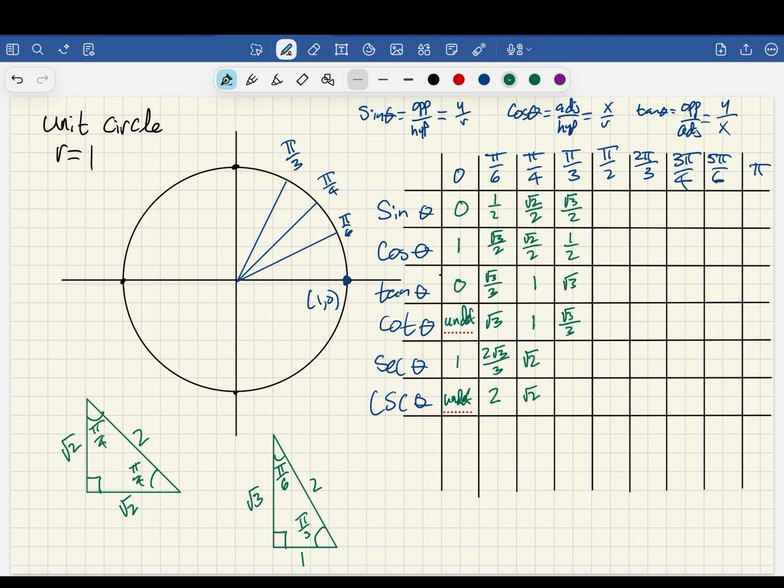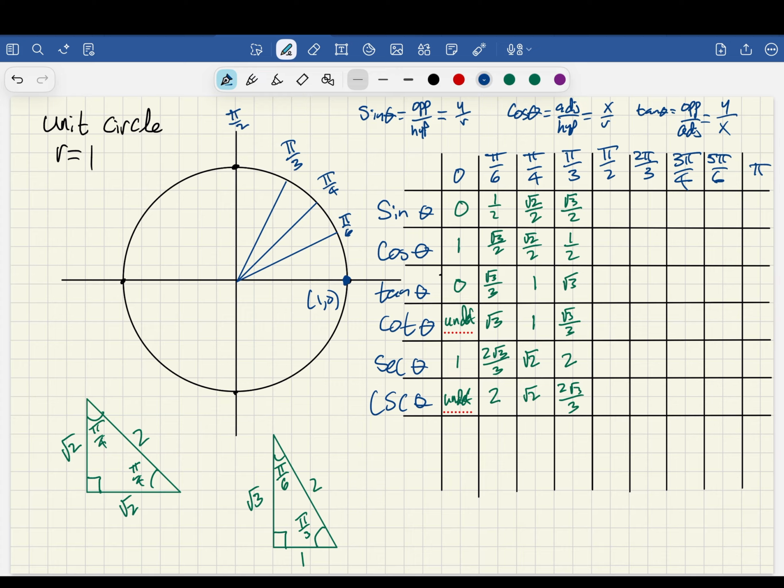The secant we could find as the hypotenuse divided by the adjacent, which would be 2 over 1, or 2. The cosecant would be the hypotenuse divided by the opposite. So 2 divided by the square root of 3, or once we rationalize the denominator, 2 times the square root of 3 divided by 3.